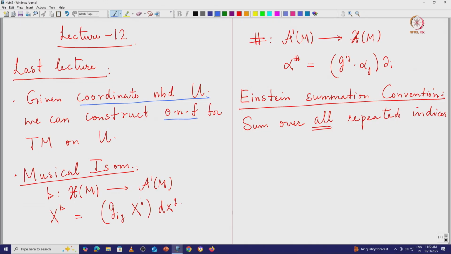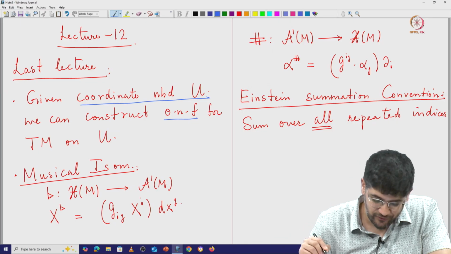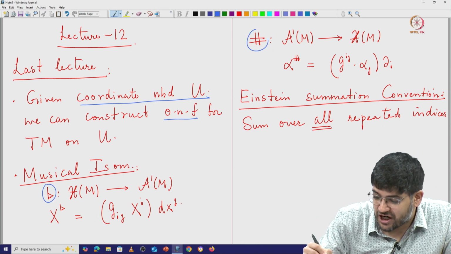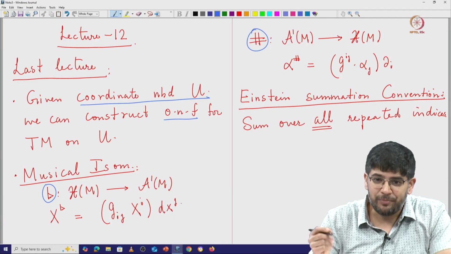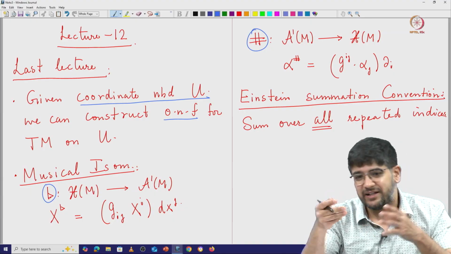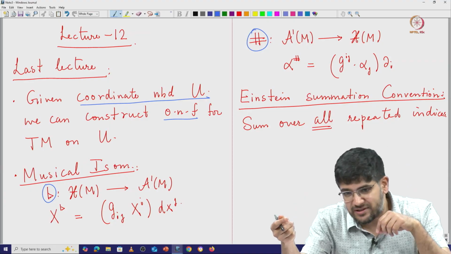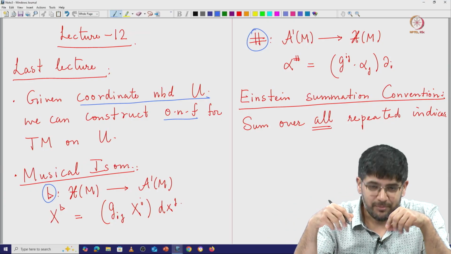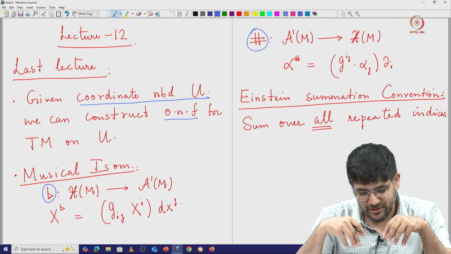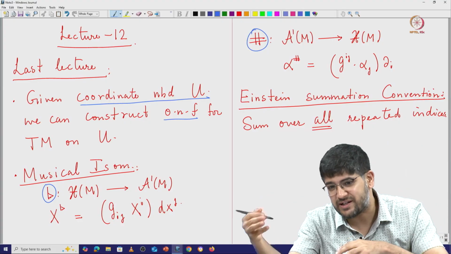Right, and then the second important construction that we discussed was the musical isomorphisms. So we had these operators flat and sharp. The flat operator takes in a vector field and spits out a one form. In fact initially we defined this as a map that takes in a tangent vector and spits out a cotangent vector, but then we explained how this can be extended to a module isomorphism from the set of vector fields to the set of one forms.